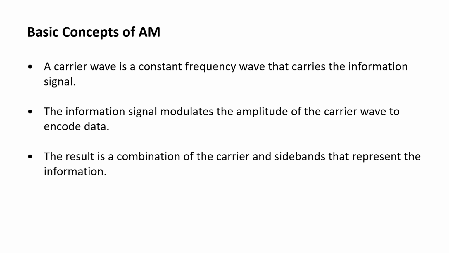Basic concepts of amplitude modulation. A carrier wave is a constant frequency wave that carries the information signal. The information signal modulates the amplitude of the carrier wave to encode data. The result is a combination of carrier and sidebands that represent the information.